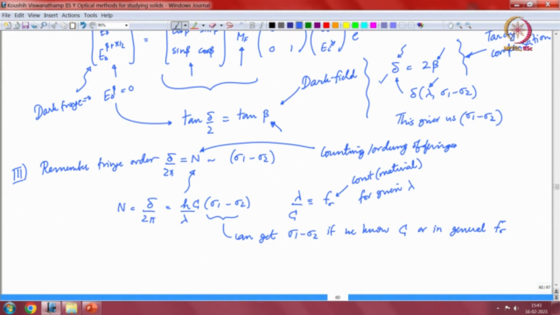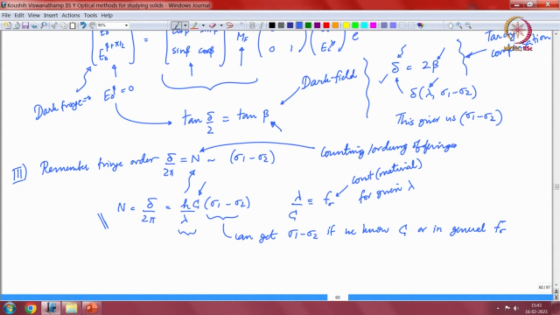And so to figure out which n value you are actually dealing with, you have to do something called fringe ordering or fringe counting, and for that you first write down what the fringe order is in terms of delta by 2 pi, that is written in terms of the stress optic coefficient and the principal stress difference. And so if you know h, of course, because of the thickness of the sample, you know lambda is wavelength of light, you need to know what c is.